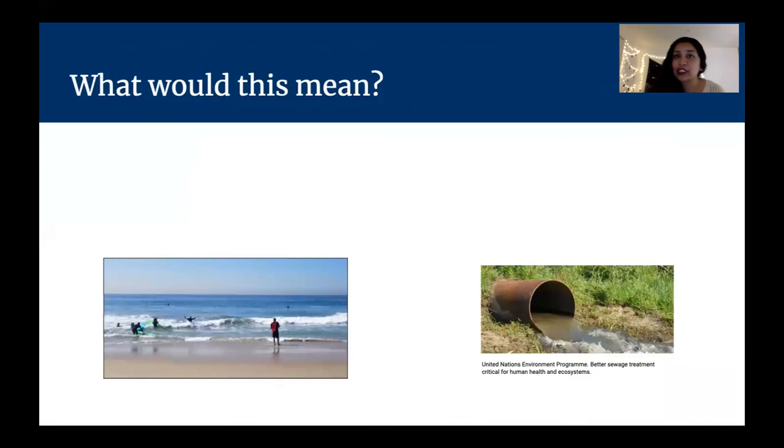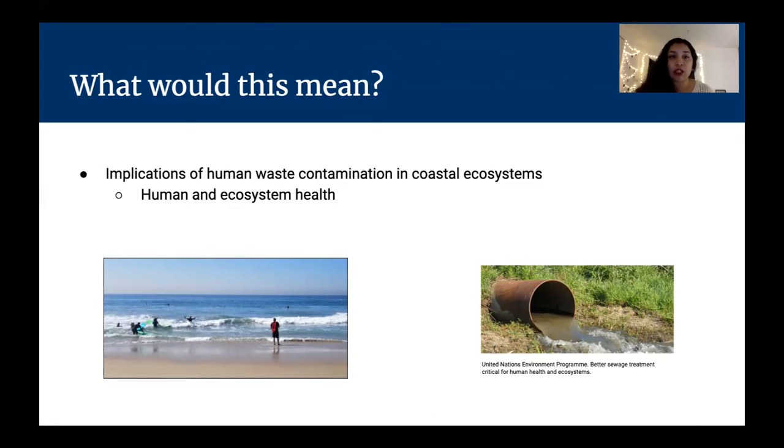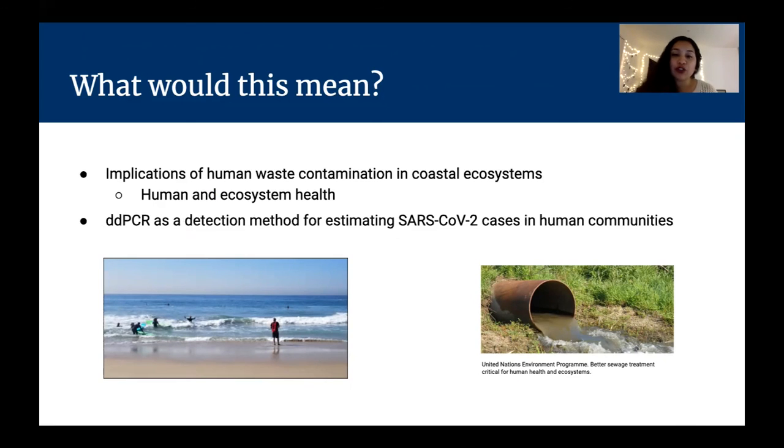Now, if we were to detect SARS-CoV-2 in these samples, these results could reveal how much human waste is flowing into our coastal ecosystems. What could this mean for human health or the health of the marine life in the coastal ecosystem? This would also contribute to another study in the Zhang lab that is using DPCR to trace SARS-CoV-2 in sewage water and to estimate the amount of cases in human communities based on those levels.